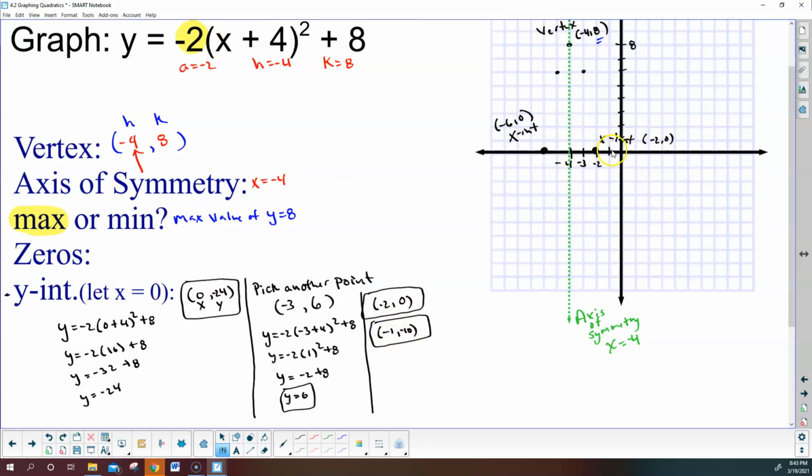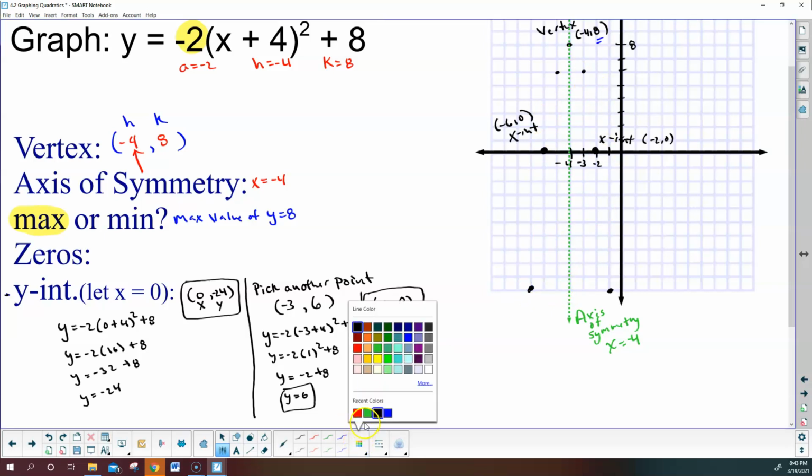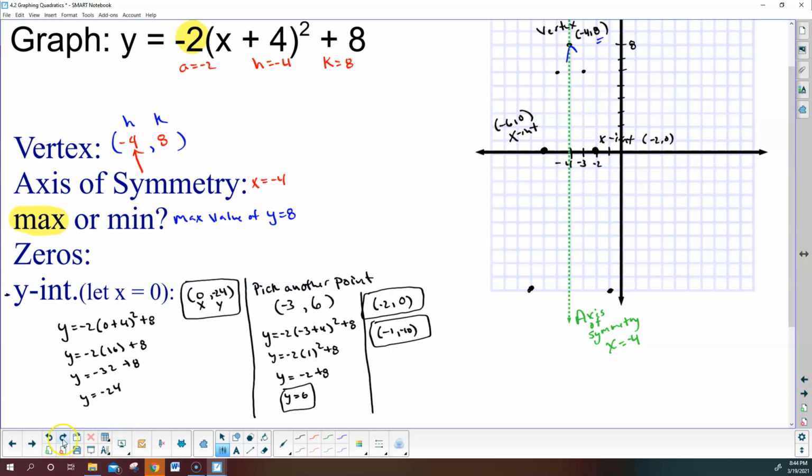So go over -1, down 10. That's 3 units away from the axis of symmetry. I can go the other direction as well, and there's my smooth curve. Moment of truth here. We want to make this look like a U. Oh, it's not good. So do your best to make this a nice U shape. We don't want it to look like a V, if possible, because these are not linear equations.